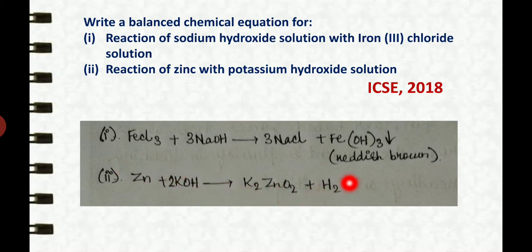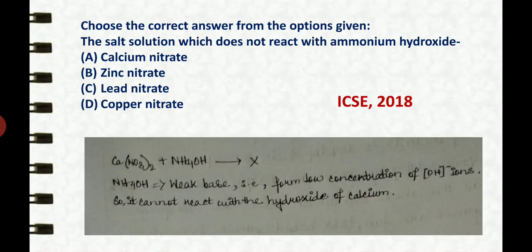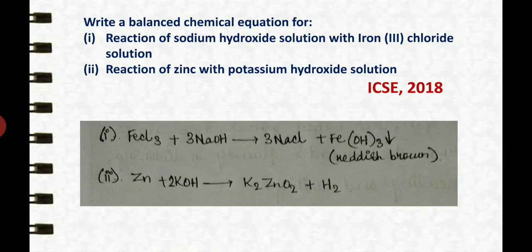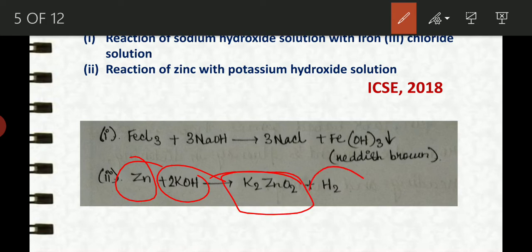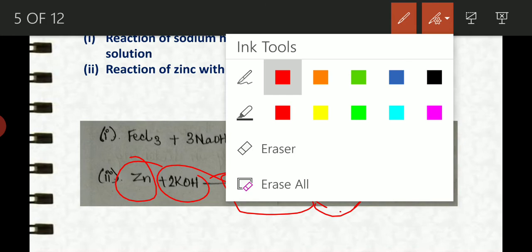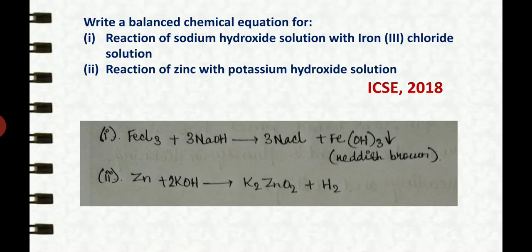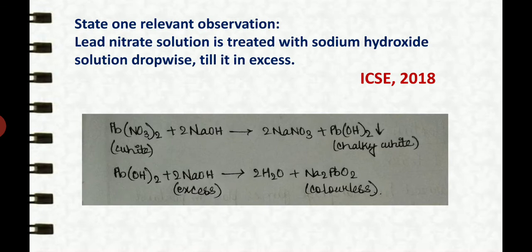Here I have given the balanced equation. A salt will be formed. And what is that salt? That is potassium zincate, K2ZnO2, and it will liberate hydrogen. So whenever zinc reacts with potassium hydroxide, it will form a salt potassium zincate and it will liberate hydrogen. This is the balanced equation. Clear? Now the next question is again from 2018 ICSE.